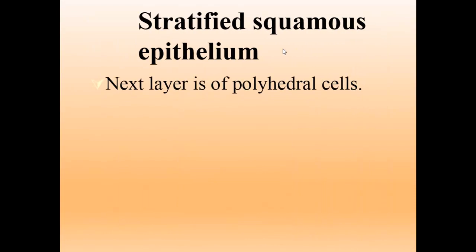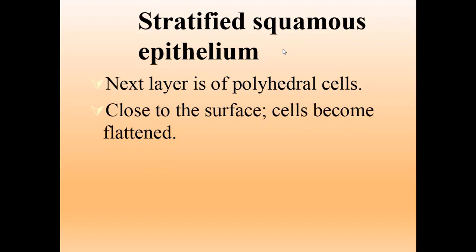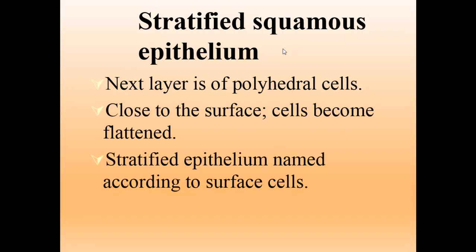The cells which are next to them here are of different shapes, and usually we call them polyhedral cells. Polyhedral because of their different shapes, while whenever you go towards the surface, the cells get flatter, until we reach the squamous cells on the surface. So the next layer is the middle layer, a layer of polyhedral cells, while closer to the surface the cells become flattened, and we name the stratified squamous epithelium according to the surface cells.